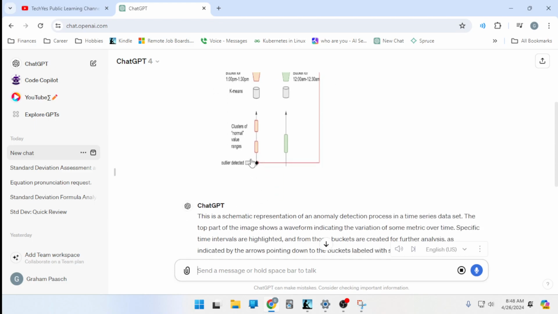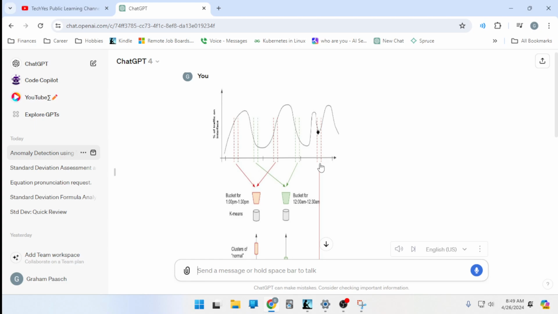Box plots are a standardized way of displaying the distribution of data based on a 5-number summary: minimum, first quartile, Q1, median, third quartile, Q3, and maximum. An outlier, which is an observation point that is distant from other observations, is detected as shown by the arrow pointing to a box plot where the data point lies outside the whiskers of the plot, suggesting it is outside the typical range of values. The visualization is a conceptual overview of using statistical methods to process and analyze time series data to find patterns or anomalies, which can be critical for various applications like fraud detection, system health monitoring, or demand forecasting.